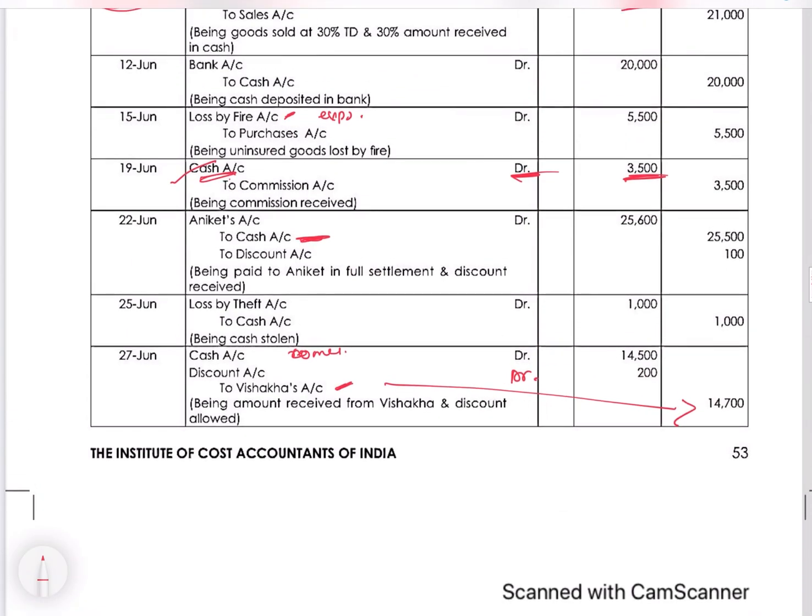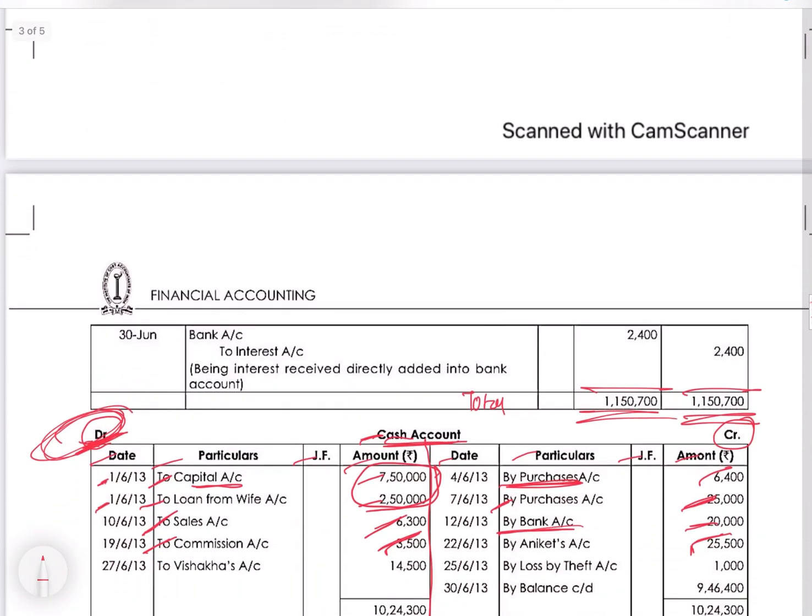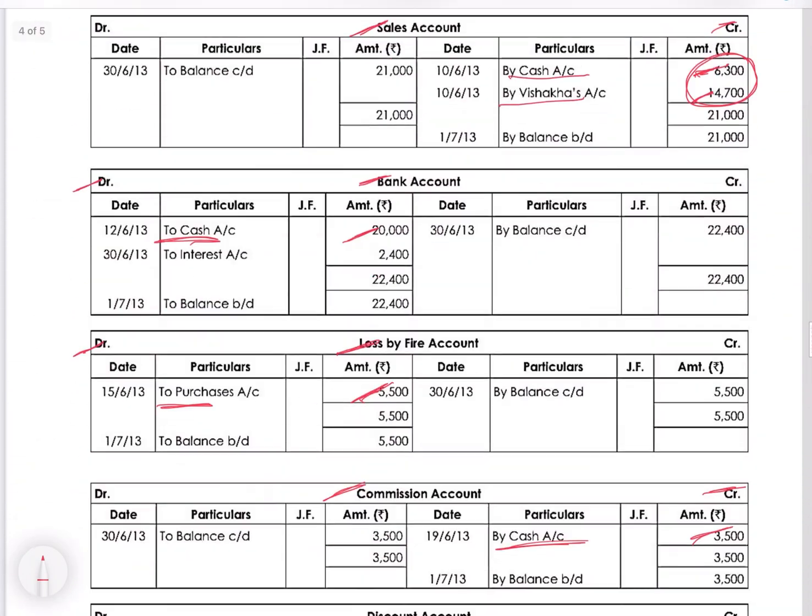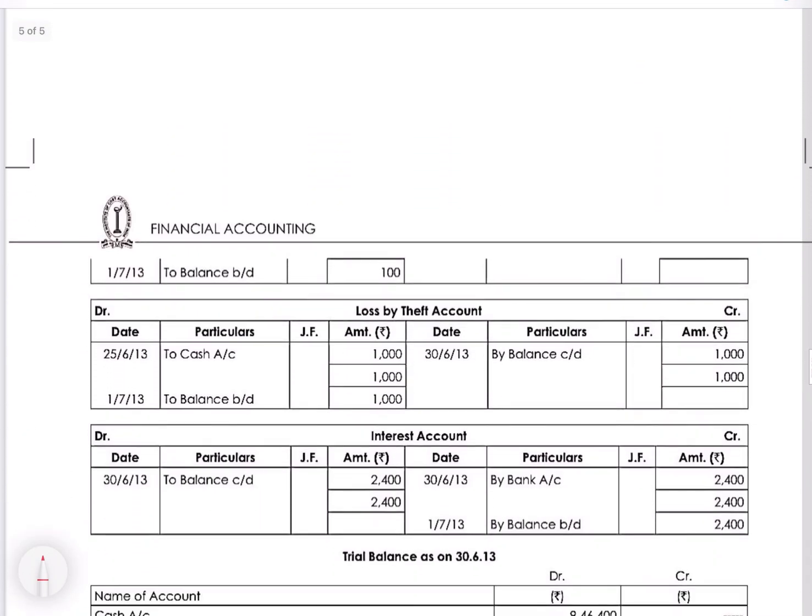Understanding how to post journal entries in ledger. Loss by theft to cash. Each journal entry will have 2 impacts in 2 separate ledgers, correct? If you take one journal entry, it will impact 2 ledgers. So 2 impacts will always be there, remember. So loss by theft debit 1,000 to cash 1,000. Loss by theft account should be debited. We don't have that ledger, we'll make it, and on the debit side we will write 1,000.